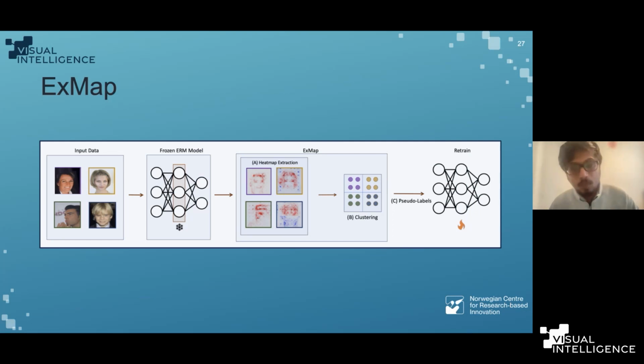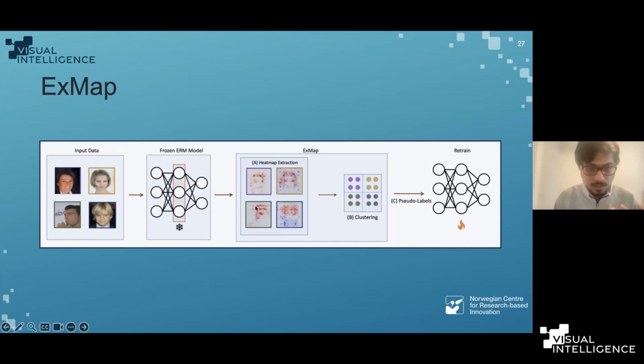Now, what is our method? Let's talk about the method pipeline. We have input data, which is segmented into groups that we do not assume access to, but we assume that there are groups in the data. We have this frozen ERM model. You can look at the ERM model as just an ImageNet pre-trained ResNet 18 or ResNet 50. That's a frozen ERM model.